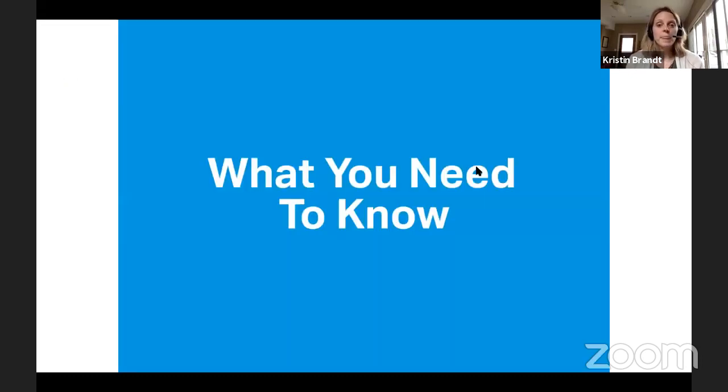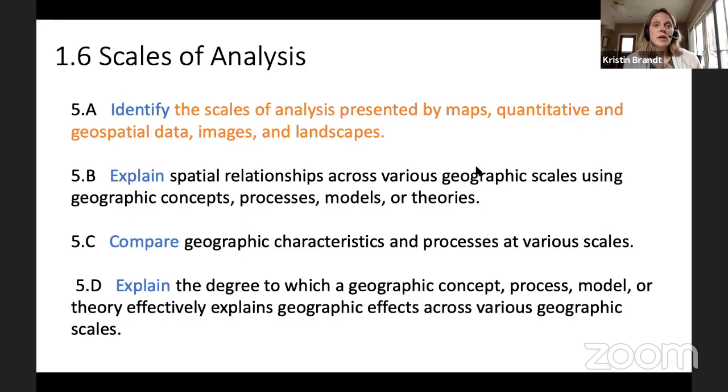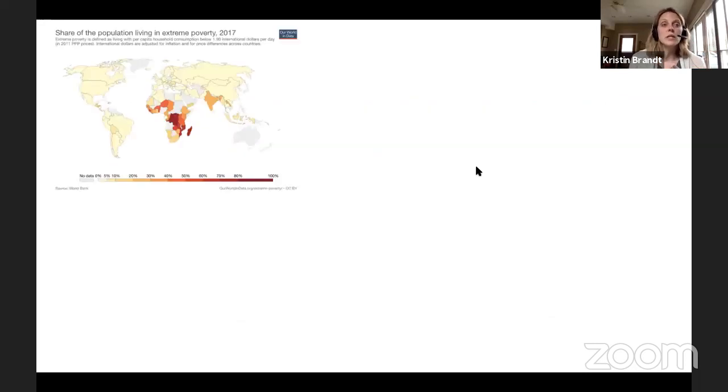So here we go. What we're going to focus on in Unit 1 is that idea of identify. Okay, so I'm going to show you from Unit 1, Scales of Analysis, how we could do that. The first thing here, you see I've got a map of the share of population living in extreme poverty. So we could ask scale. You're going to say global. And then you might look for some trends, and definitely you're going to see where we see some extreme poverty, definitely in sub-Saharan Africa, India. But again, identifying the scale is going to definitely be global.